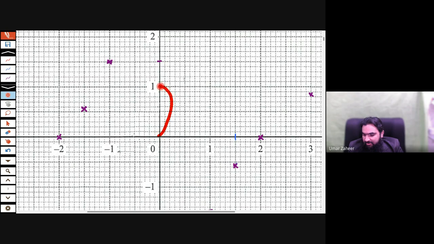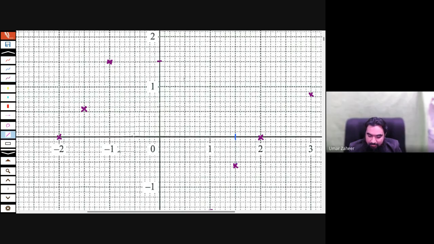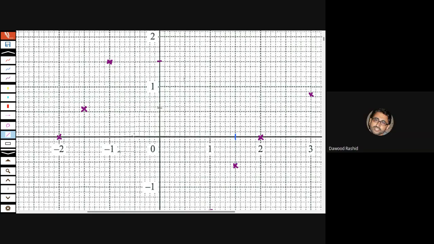How many divisions up to here? There are 10 divisions. So 0.1, 0.2, 0.3, 0.4, 0.5, and it is 0.6. So this means that 0.58 is going to lie between 0.5 and 0.6, right? Yes, sir. So you just have to take a point between. If you take it here or here or here, everything is going to be correct.